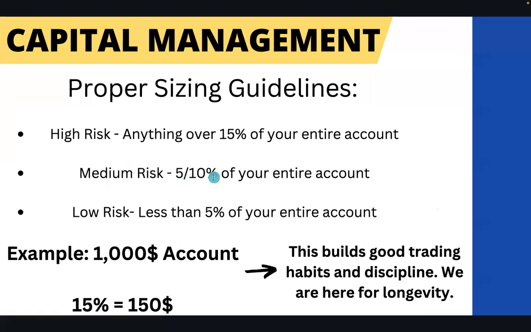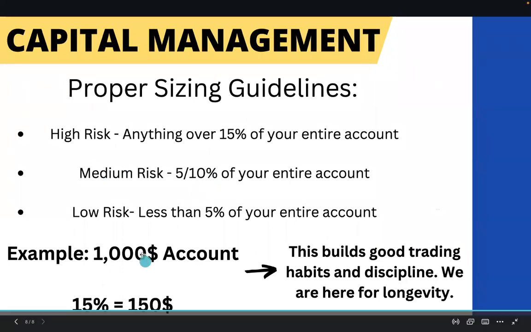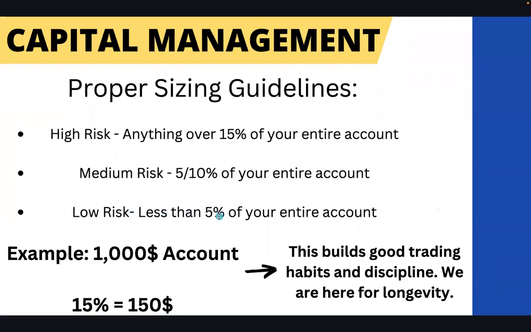Medium risk would be 5 to 10% of your entire account. Same thing, instead of 150, it'd be $100, right? Low risk is less than 5% of your entire account. If it's $1,000, you'd only be risking like $50, all right?